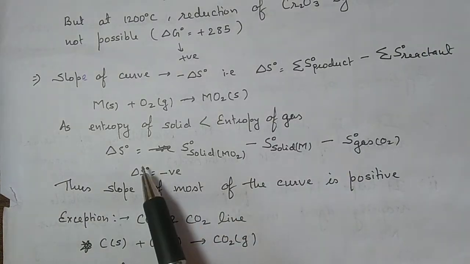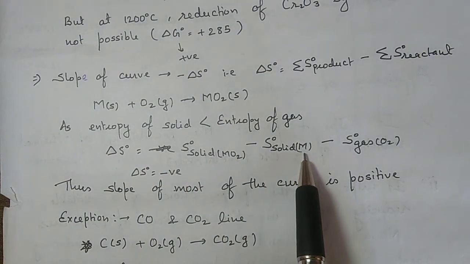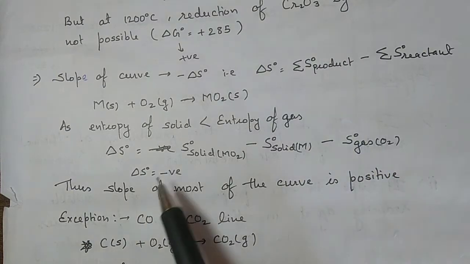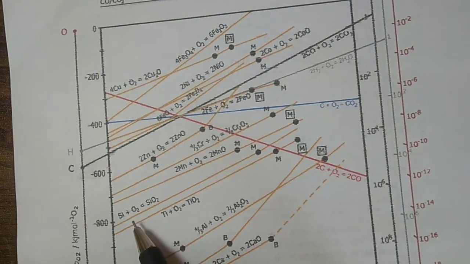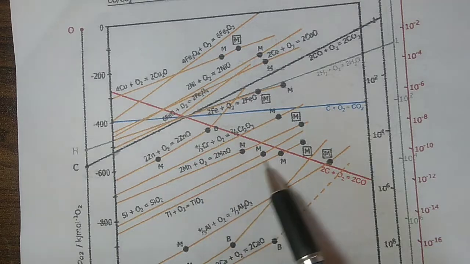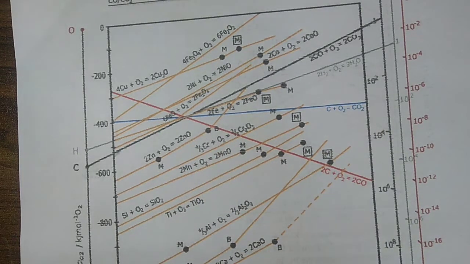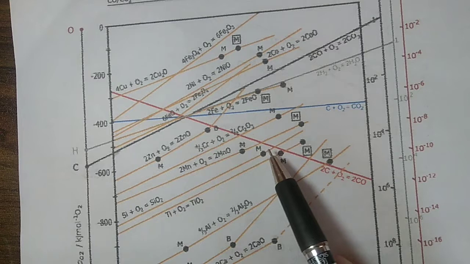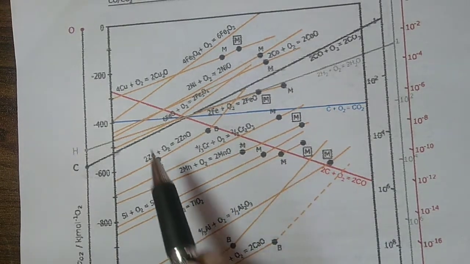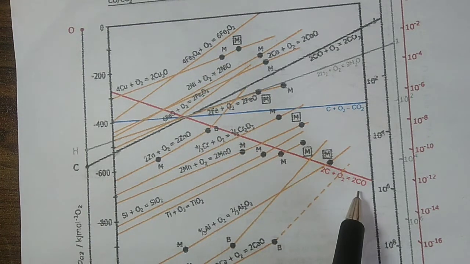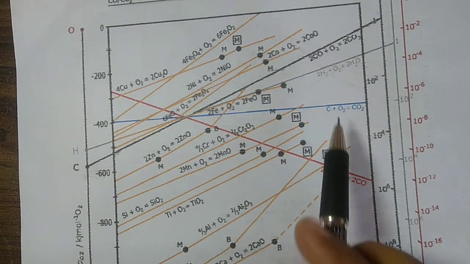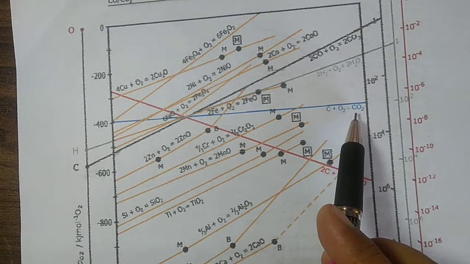And in this Ellingham diagram, the slopes are positive, right? It means that the metal and oxygen going to solid oxide will always give a negative ΔS, and the slope of most of the curves is positive. As you can see, these are all positive slopes because the negative ΔS value makes the slope positive in all cases, except two: the blue line and the red line. The red line is for formation of CO, that is carbon monoxide.